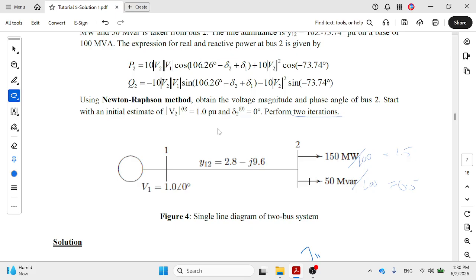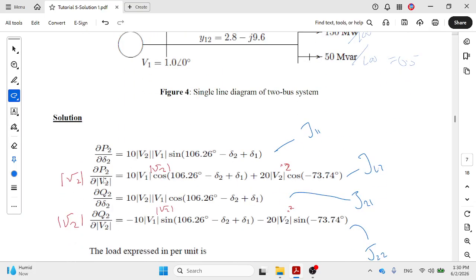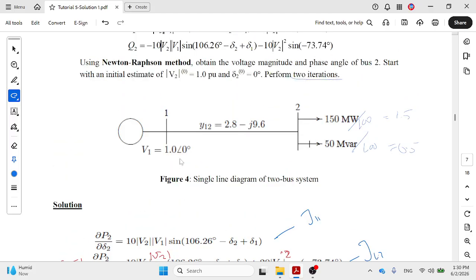Step 1 in the solution is to construct the Jacobian matrix. Since the Jacobian matrix changes in each iteration, the calculation I talked about is done one time only, and for the first round it is 10 V2 V1 sine and so on, and the others are the same, but V2 will change in the iteration. So let's do it for a simple one.